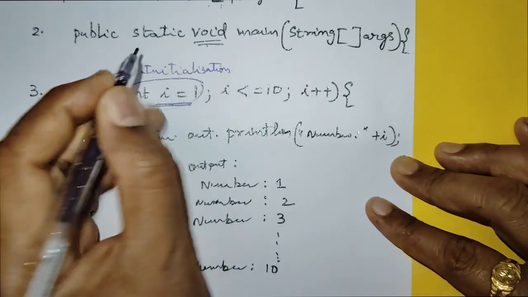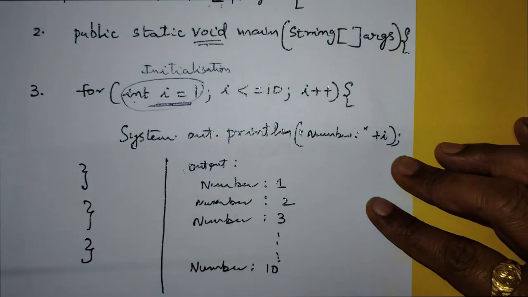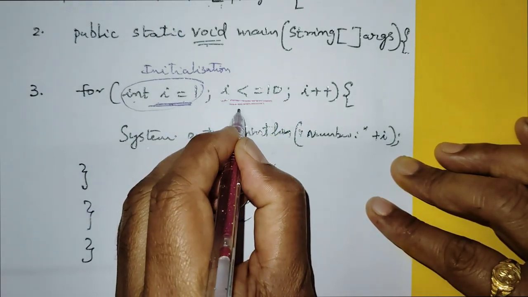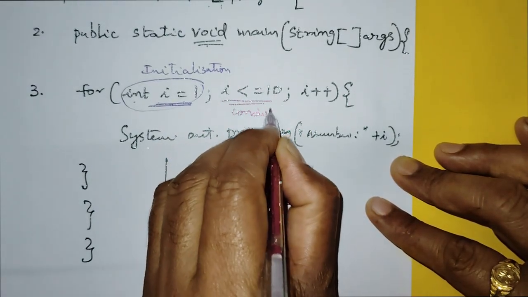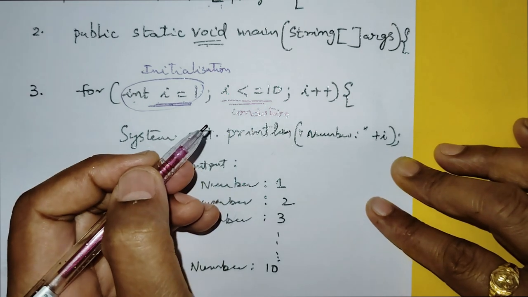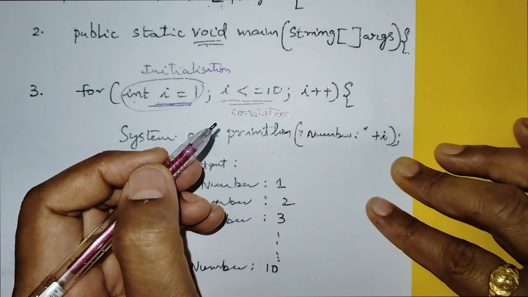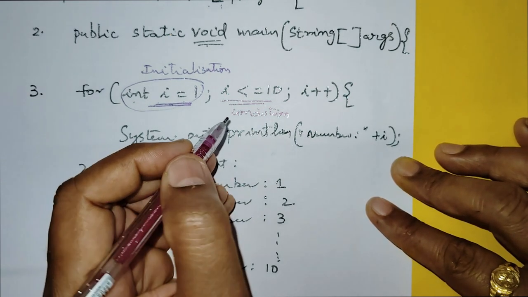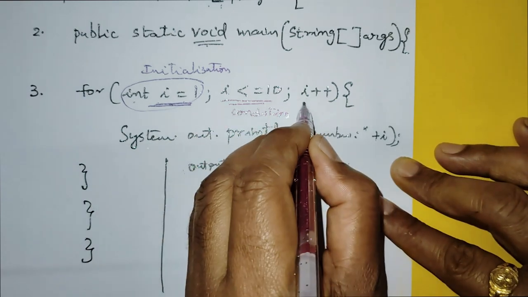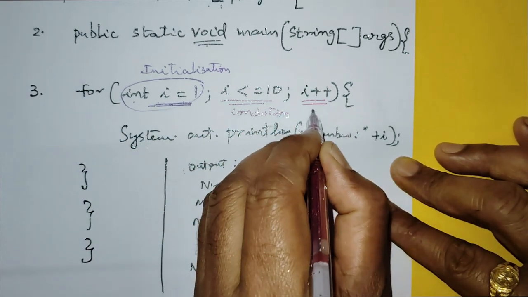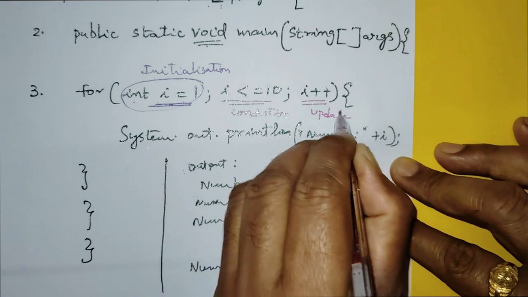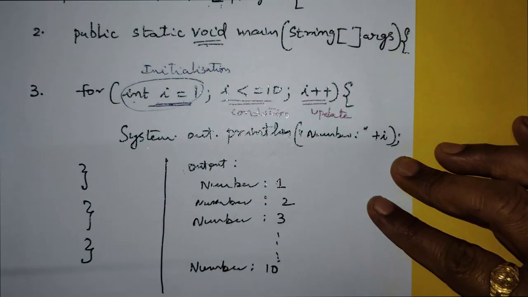Initialization. The second part is the condition. What is the condition of the for loop? This is the condition. The condition can be i is greater than, i is less than, i is not equal to, etc. The third part, this i plus plus, means update or increment. How much is it going to be updated?